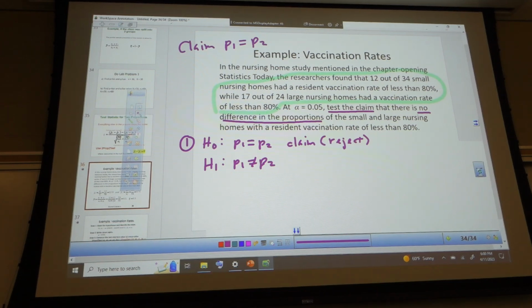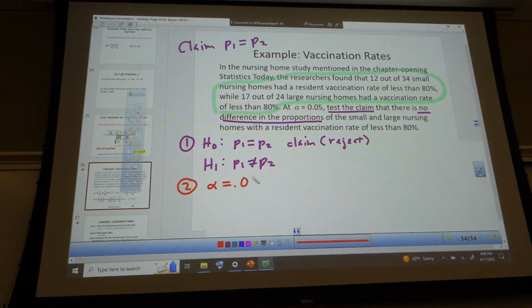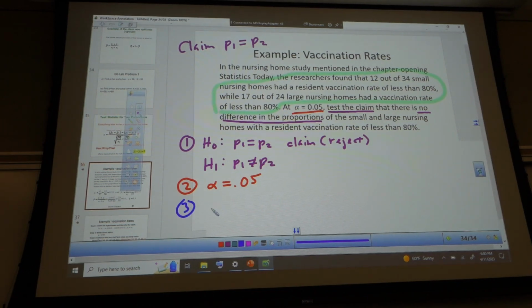All right, so then what is my step 2? What's my alpha? 0.05. Great, it's right here. Perfect. Step 3, I'm going to do now. How many proportions do I have now? Two. So I have two proportions. Two proportion Z test, and I've got to figure out what to put in. So let's take a look at that.